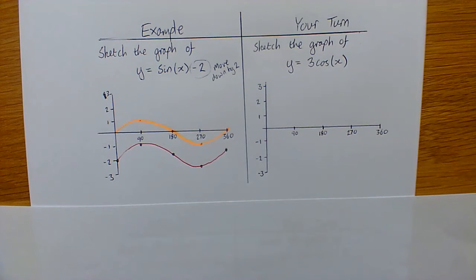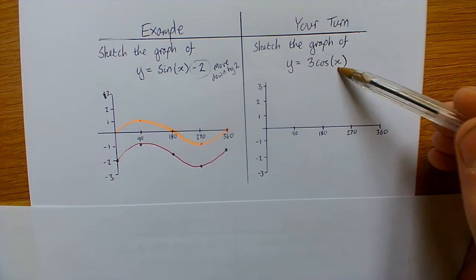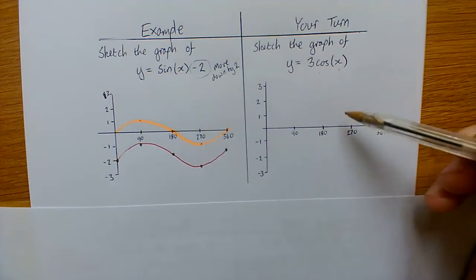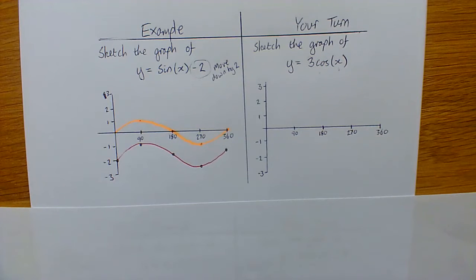So have a go at your turn one. First thing, sketch your cos graph. Second thing, what does the 3 out the front do? Third thing, have a go at drawing it. So pause the video, have a go, and I will run through one of those in just a second.